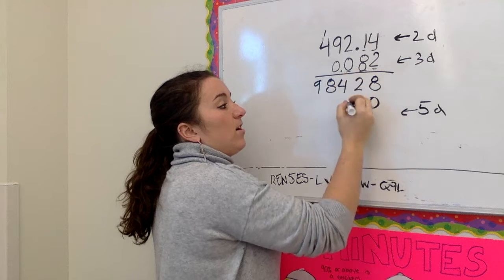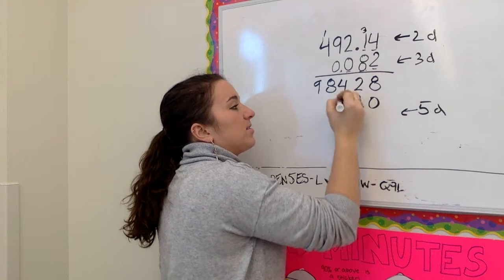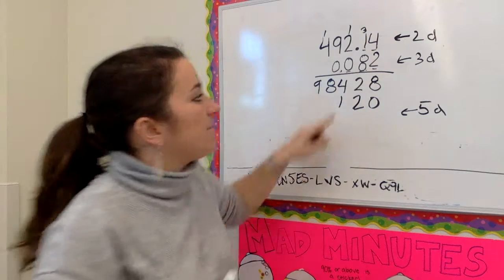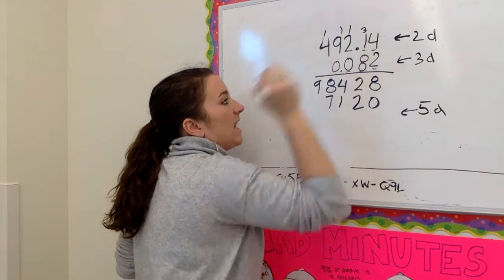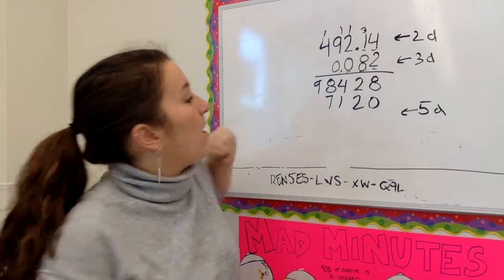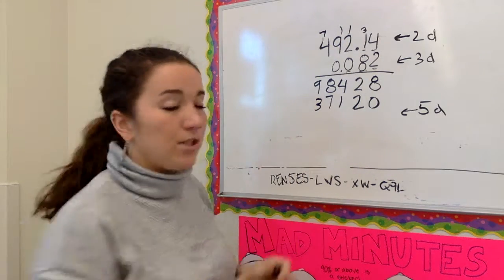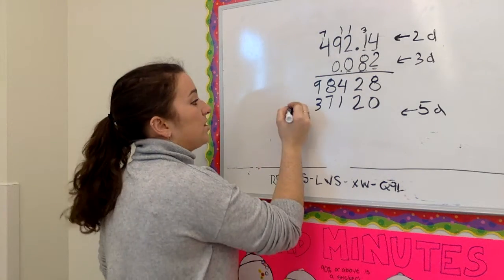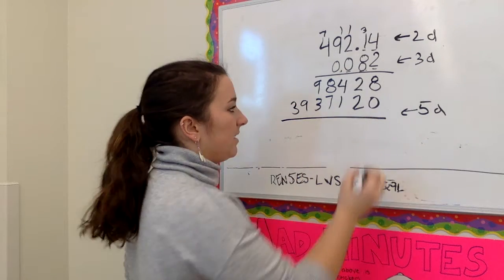So 8 times 4 is 32, carry the 3. 8 times 1 is 8, plus 3, which is 11. 8 times 2 is 16, plus 1, which is 17, carry the 1. 8 times 9 is 72, plus 1, which is 73. 8 times 4 is 32, plus 7, which is going to be 39. Then I'll add it all up.